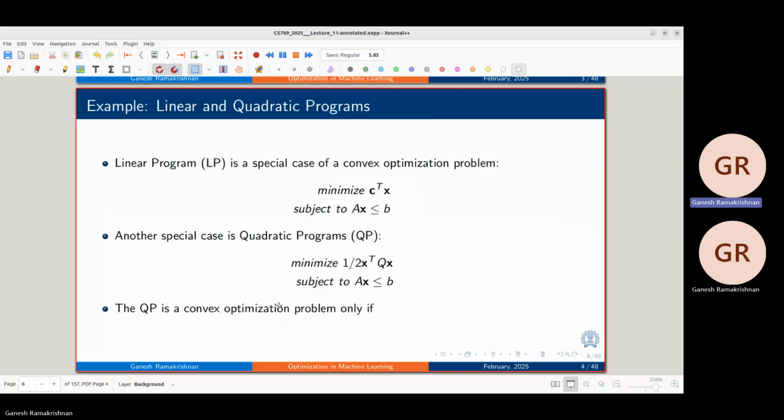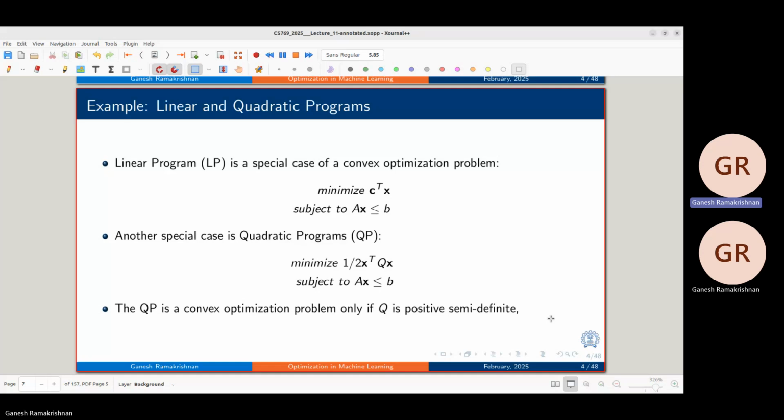It's a necessary condition. I'm saying only if. Anything about Q? Anything about A? Positive semi-definite, right? If Q is positive semi-definite, you don't need anything on A. A seems fine because with linear inequalities, convexity is always going to be guaranteed, right? So quadratic expressions are where you need to take more care.